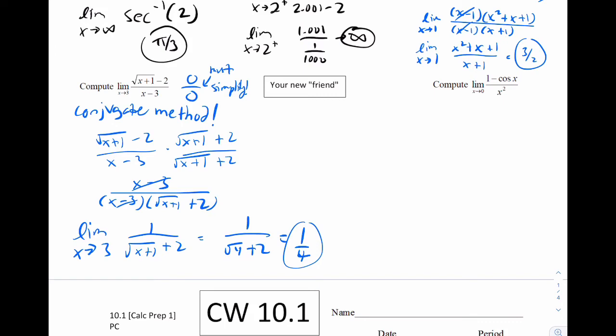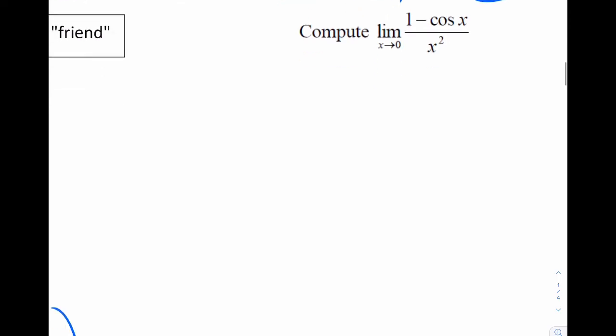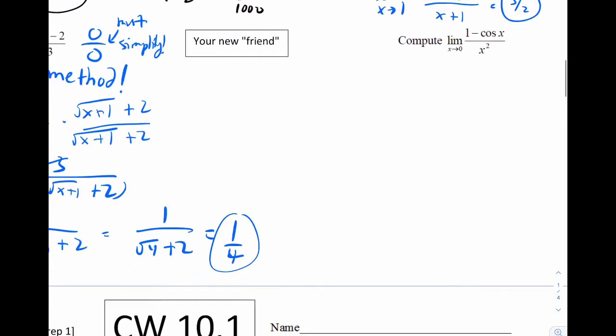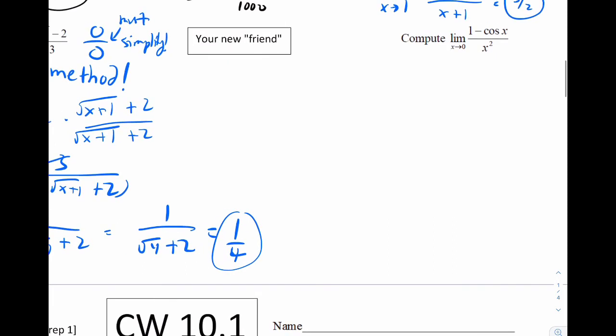Compute this limit of this trig expression. So we've got to use some trig now. Luckily, we've been doing trig the whole quarter, so we should be pretty comfortable working with it. I also want you to notice if you plug in 0, you do get 0 over 0 here. So this one is also, we've got to simplify this thing. Before we start working with it, notice I put this box here, your new friend. I'm going to separate this.